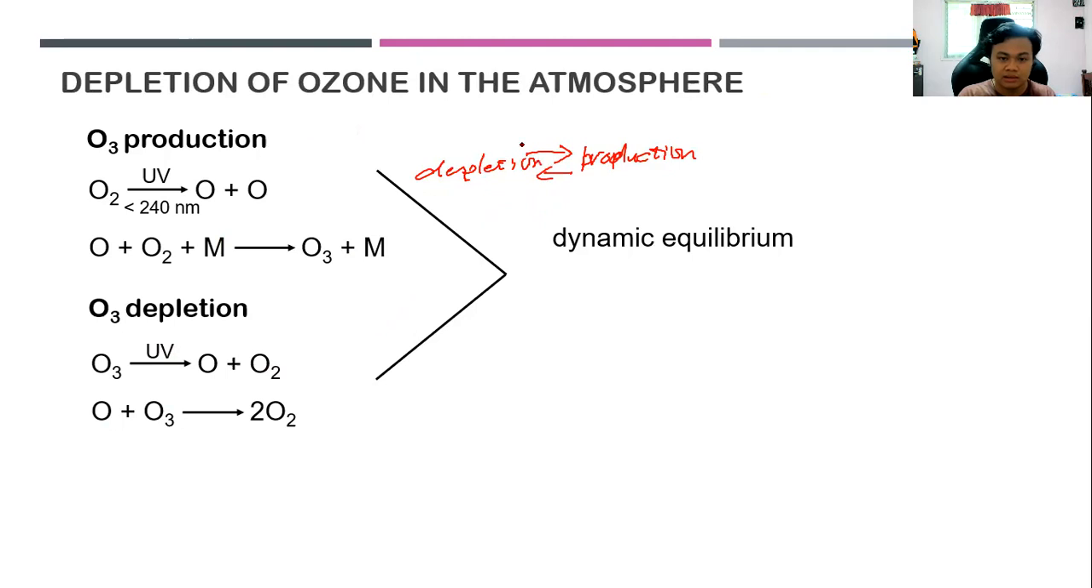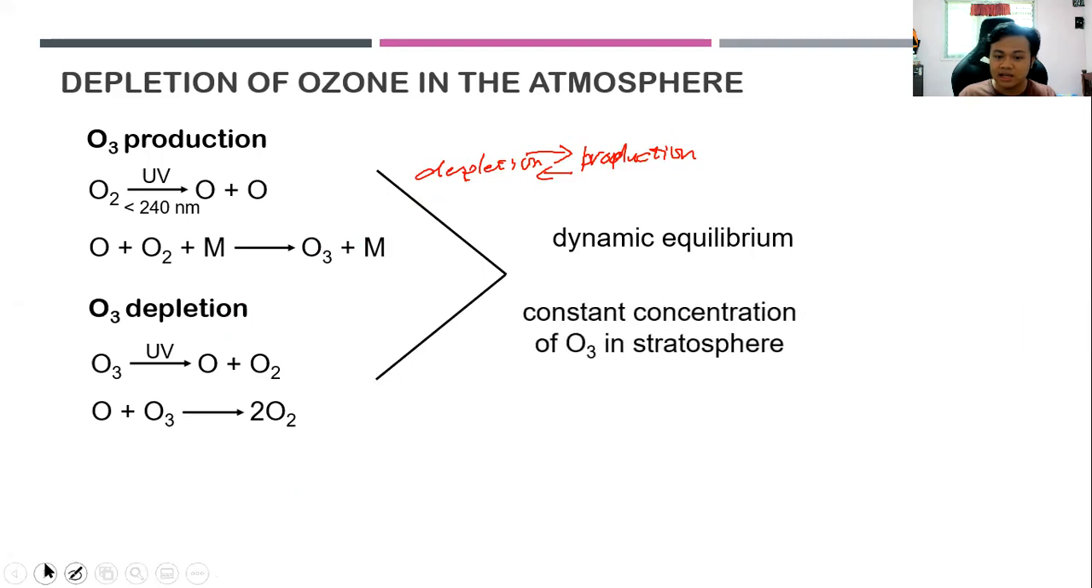Depletion. Production, and then depletion. Actually, it's in dynamic equilibrium. So the rate at which it is produced equals the rate at which it is depleted. So if you look at the concentration of ozone in the atmosphere, it's actually constant, right? Because it is formed as it is depleted. So it's a cycle, guys. It is formed as it is depleted at the same rate.